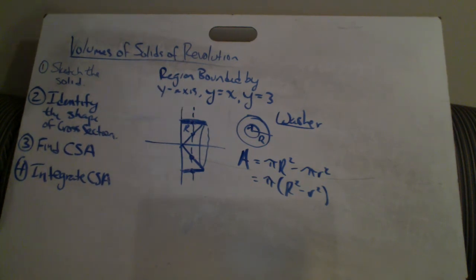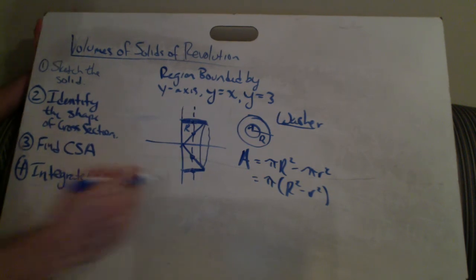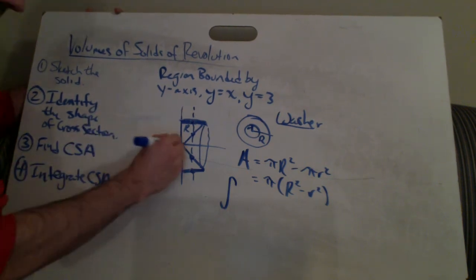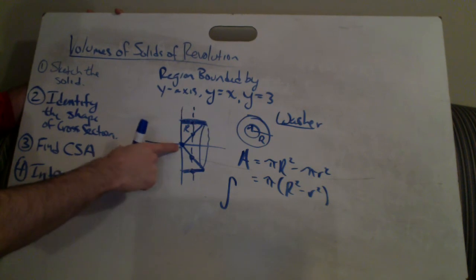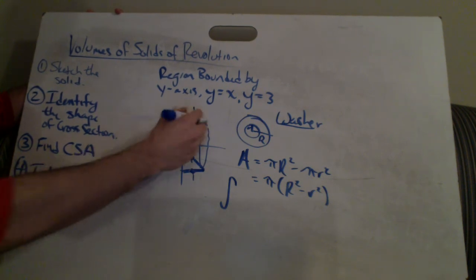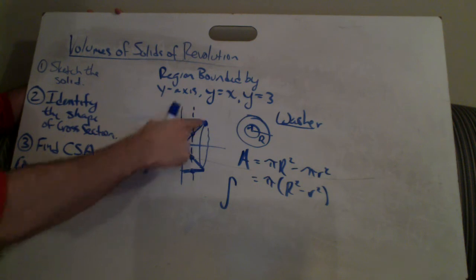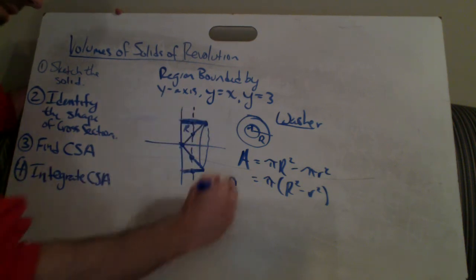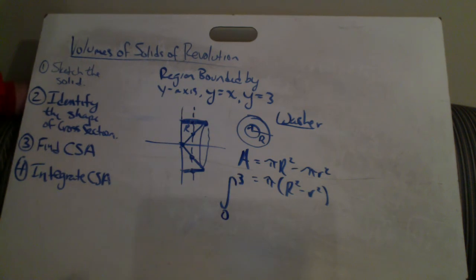Okay, so let's calculate this. I'm integrating. Well, what are my bounds here? They weren't given to me, but I can figure them out. 0 is the starting x value. The ending x value is when the line y equals x is the same as the line y equals 3, which happens at 3. So I'm integrating from 0 to 3.